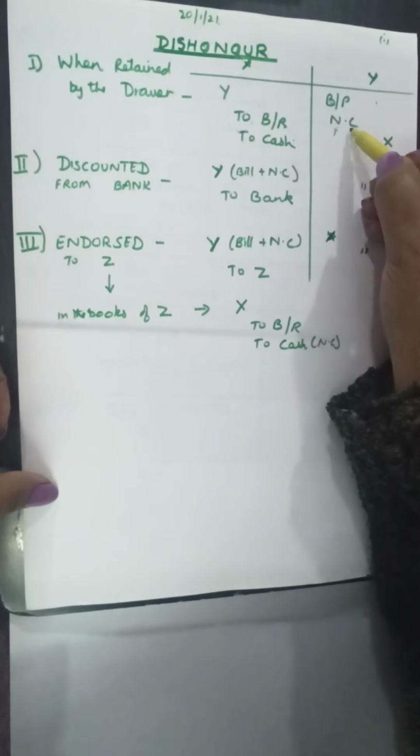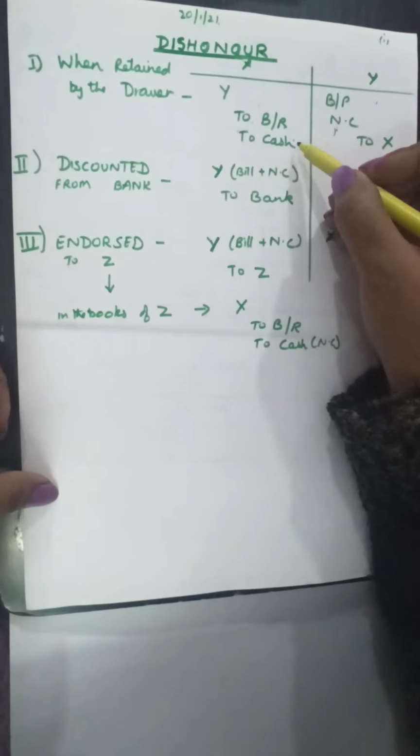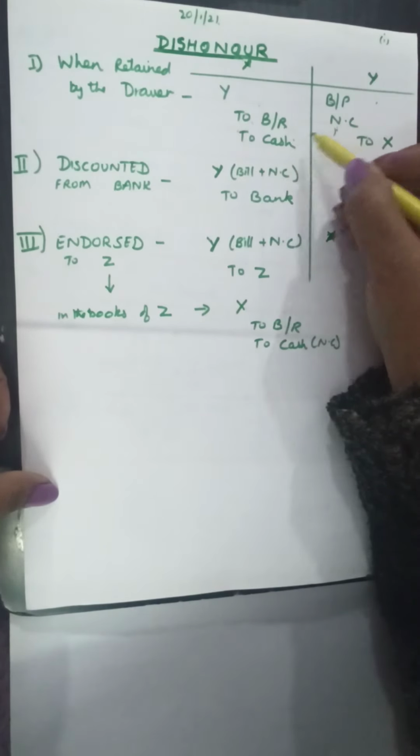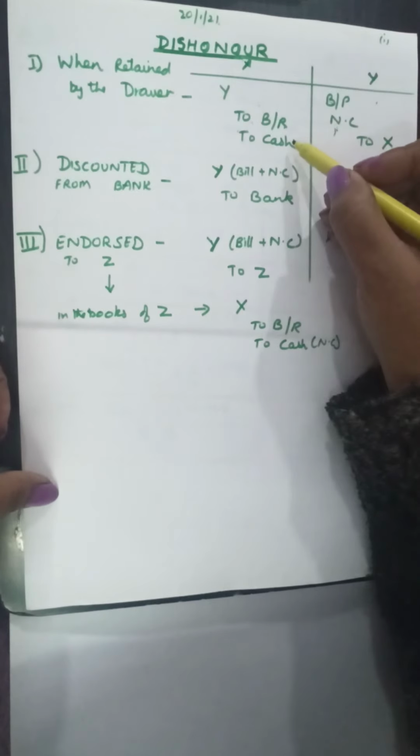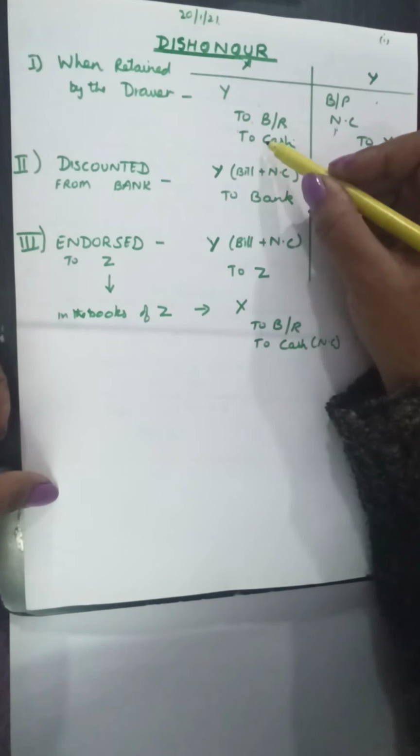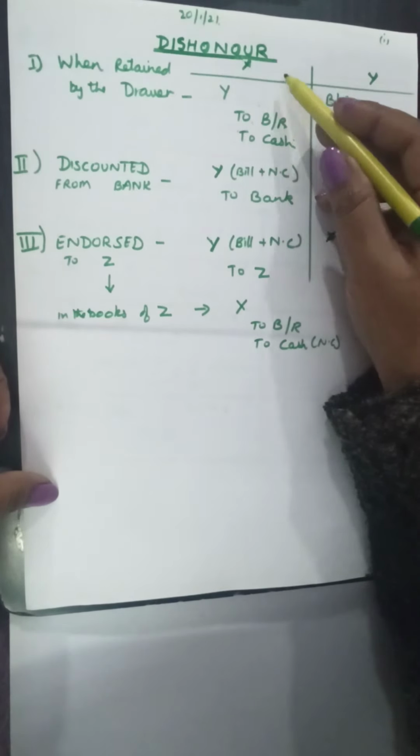Noting charge is for this reason, because he is paying a penalty to the court. The name of the penalty is noting charge. He has paid the noting charge, but he will recover it later. This will be recovered from Y. That is why it is called cash here in the books of X.